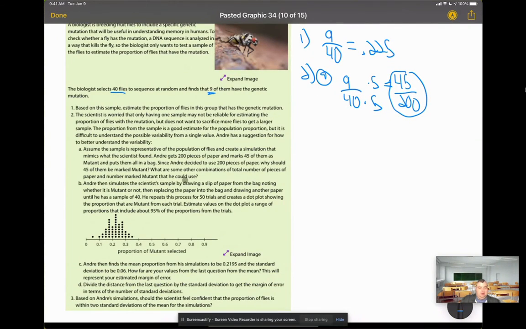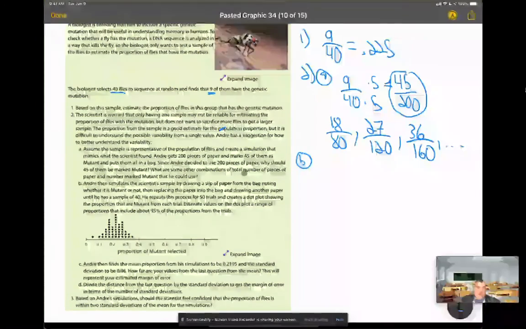To answer the second part of the question, what are some other combinations? In this case, I multiplied numerator and denominator by 5. I could multiply it by any number. So I could do, say, 18 out of 80 if I multiply numerator and denominator by 2. I could do 27 out of 120, multiplying numerator and denominator by 3. 9 times 3 is 27, 40 times 3 is 120. I could also do 36 out of 160, because 9 times 4 is 36 and 40 times 4 is 160. And it can go on and on from there. Those are all equivalent to 9 out of 40.